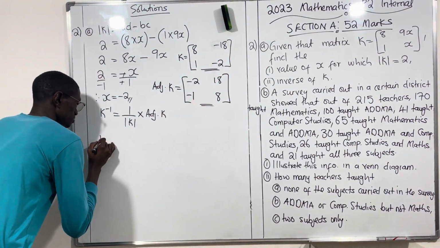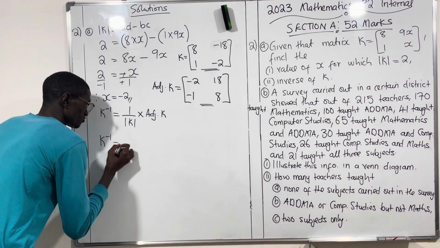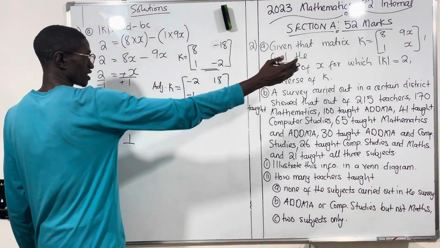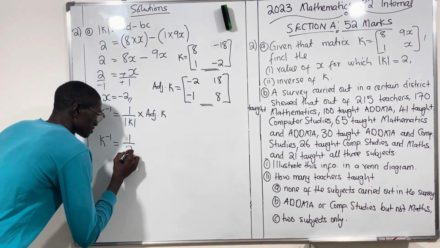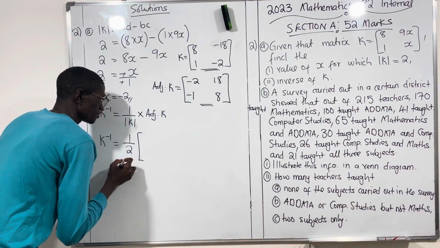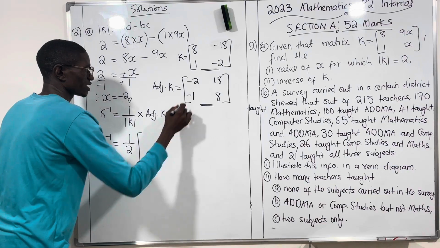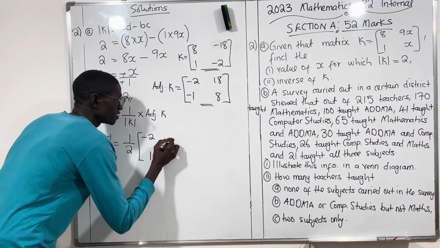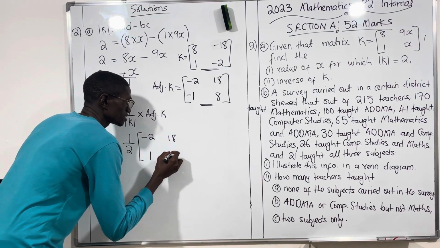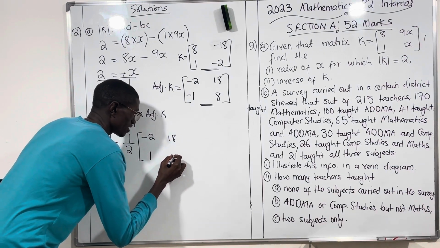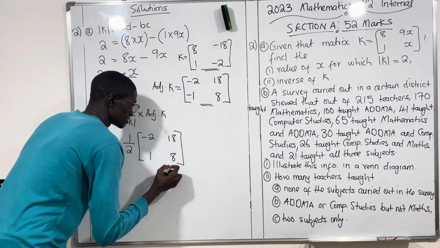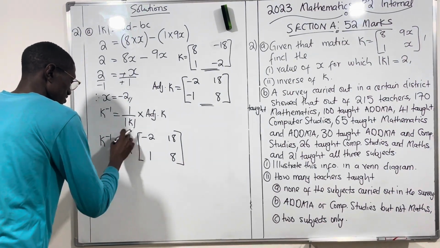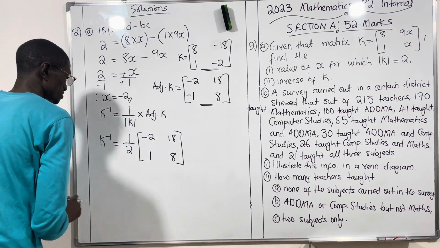So now at this point, we're simply going to say the inverse of matrix K is going to be 1 over, what is the determinant? The determinant was given to us in the original question as 2, multiplied by what is the adjoint of K? This is the adjoint. So I'm going to say -2, 1, positive 18, and then we're going to have an 8. So you can leave it there, or you can simplify it by multiplying this scalar with all the entries there.